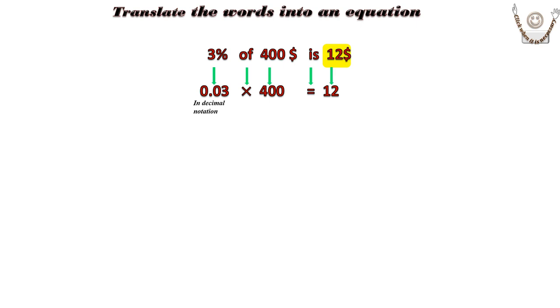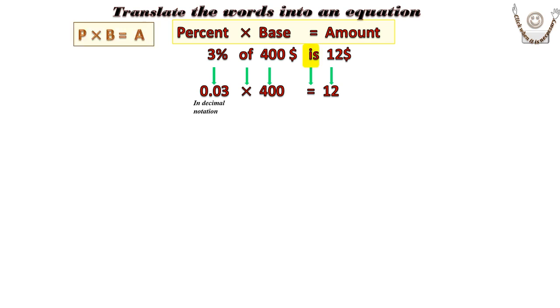Now we can show percent times base equals amount, or you can use the formula P times B equals A. These three variables, P, B, and A, can be unknown. Percent can be unknown, base can be unknown, or amount can be unknown. So we have to develop three types of equations.